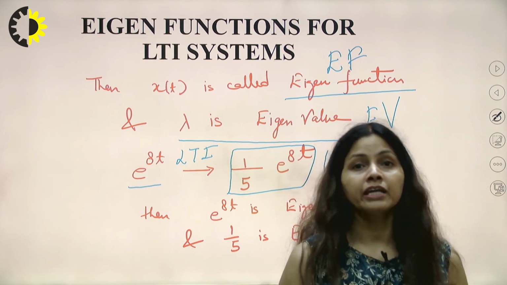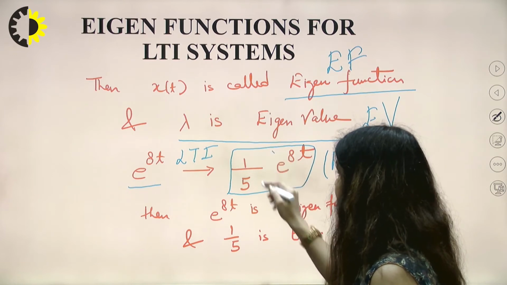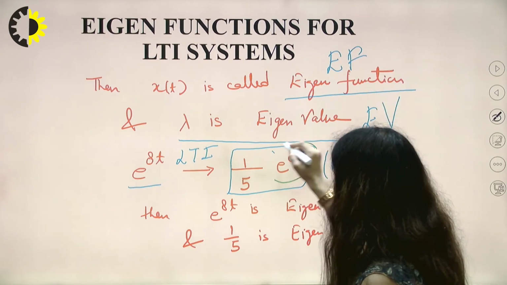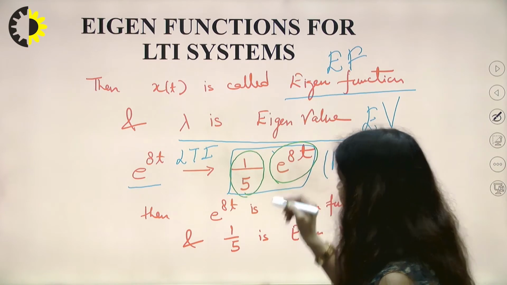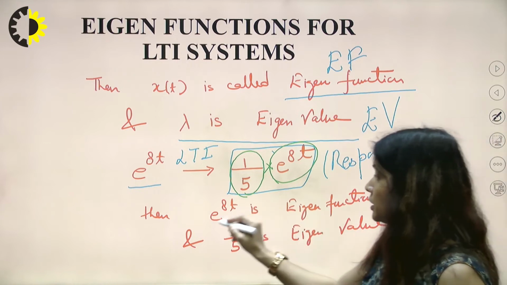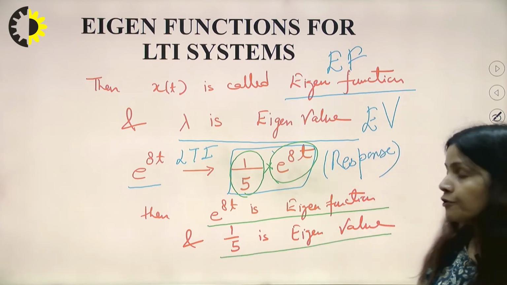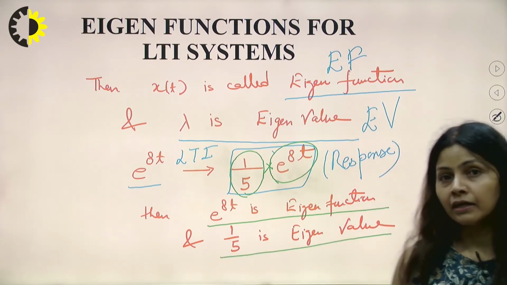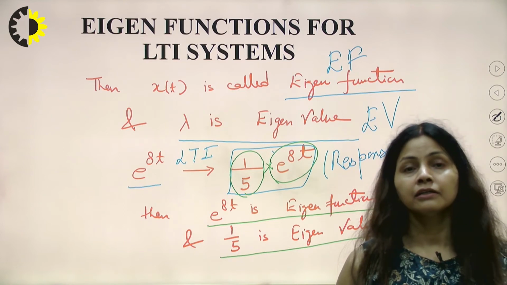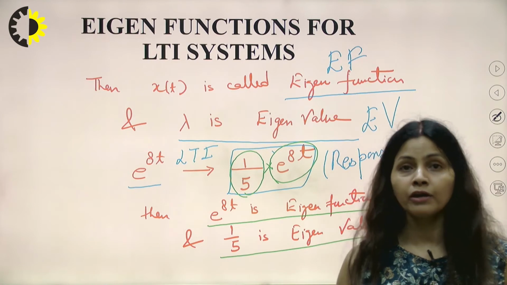And why am I defining here the Eigen Functions and Eigen Values? Because this term is my input and this is my constant, and the output is some constant multiplied by input. So e raised to the power 8t becomes my Eigen Function and 1 by 5 becomes my Eigen Value. By having this particular concept, we will understand how we do the numericals and how the questions are asked in your examination.